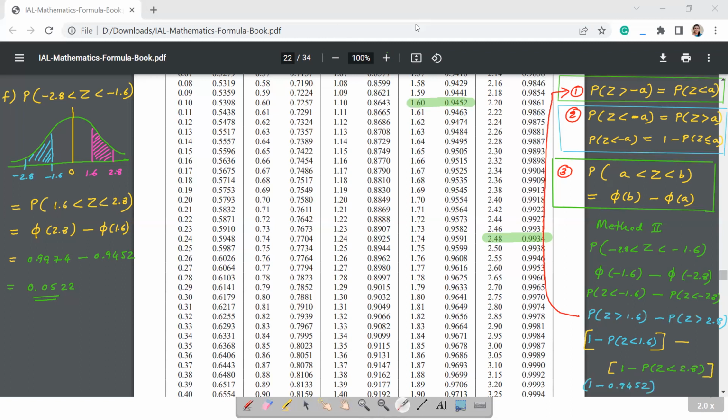1 minus 0.9452. You subtract it. What's the second bracket? 1 minus, is that less than 2.8? Is that less than minus 2.8? Where's the answer, guys? 2.8 is here, right? 0.9974. 1 minus 0.9974. I hope you guys can see. Okay.